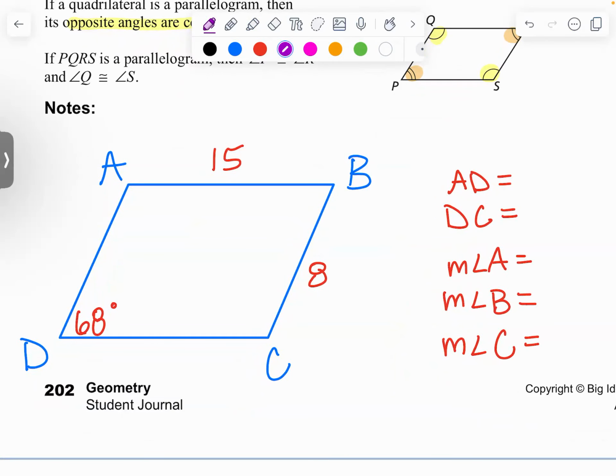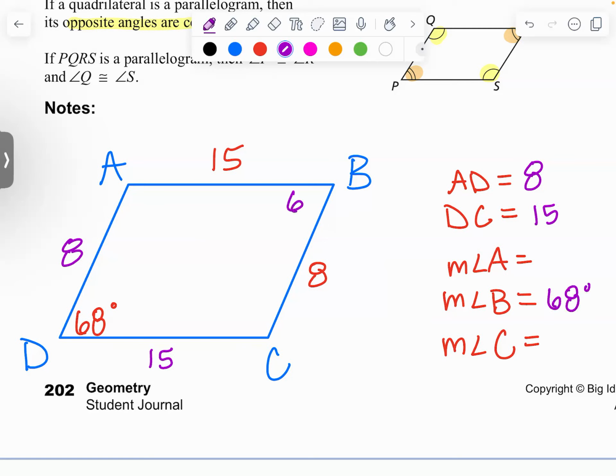Okay, Sam, what's the measure of AD? Okay. Ben, what's the measure of DC? DC, it is 180. Oh, wait. No. 15. Thank you. Okay. Now, the measure of angle B, what is it?